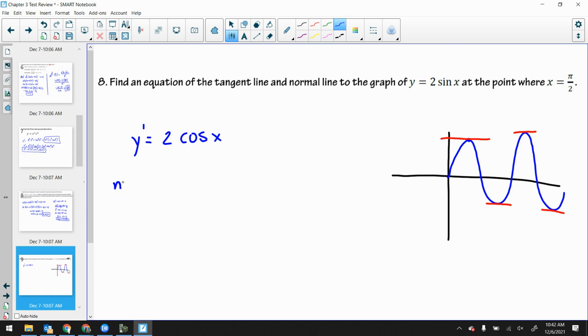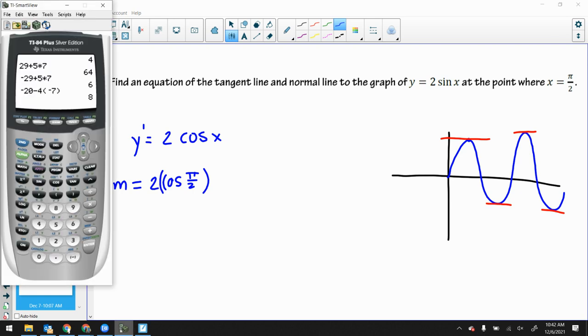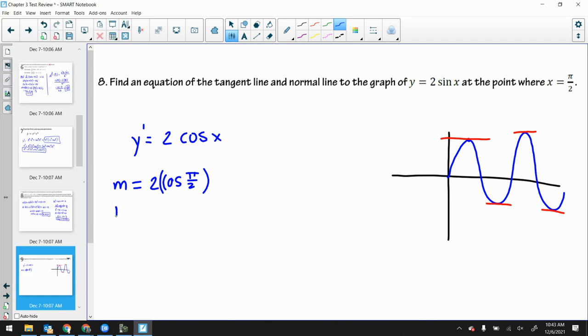So the slope is really 2 cosine pi over 2. Okay, well, what's cosine pi over 2? And again, this is all full calculator. If you don't trust yourself with the unit circle skills, you can plug it in. Cosine of pi over 2 is 0, which makes sense. What's the slope of this tangent line right there? 0. Interesting. So that means my slope is 0.